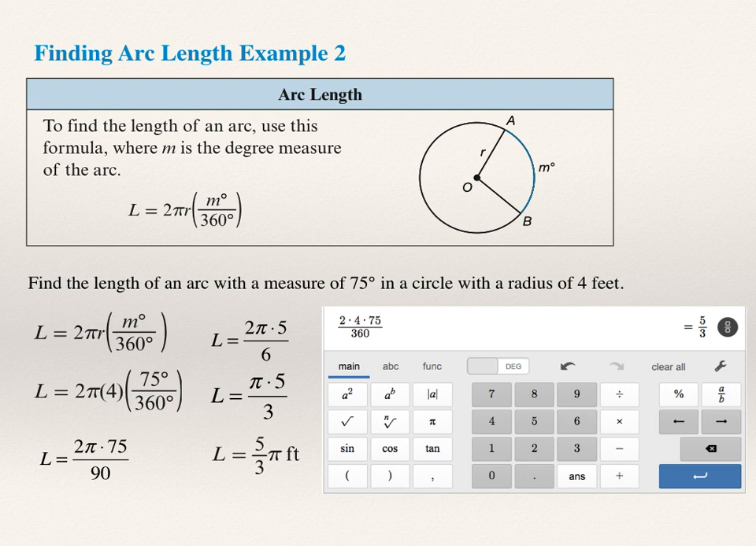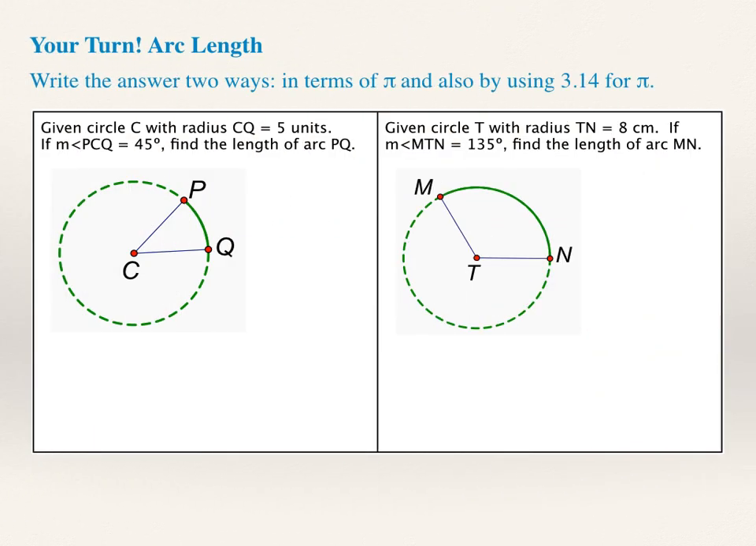I typed in 2 times 4 times 75 over 360. When I hit equals, I got a decimal. But what's so nice is there's a button that just turns that into a fraction, and that's where my 5/3 came from, and then I had to remember the pi. So that is my favorite scientific calculator, available online, desmos.com/scientific. So get used to using that too, and it would be great if you could get skilled at that technology. So 2 more examples on arc length before we move to sector area.